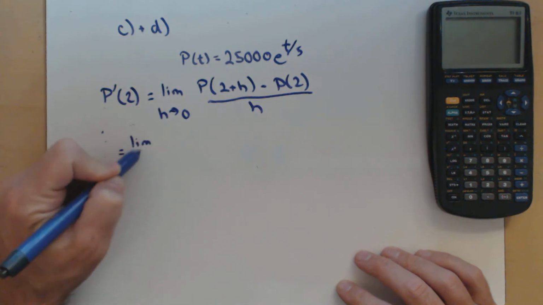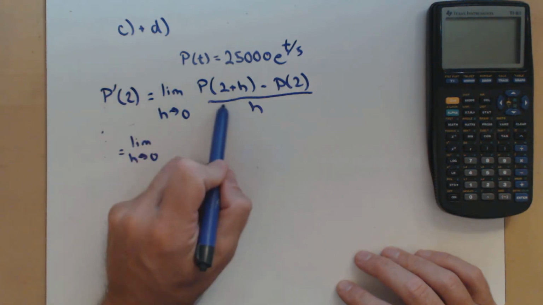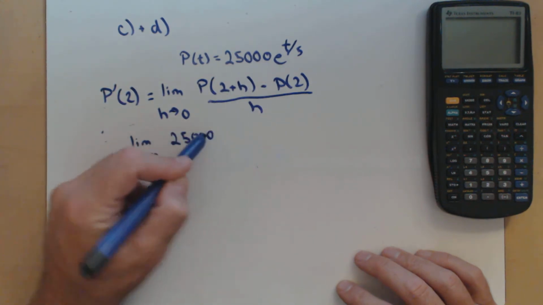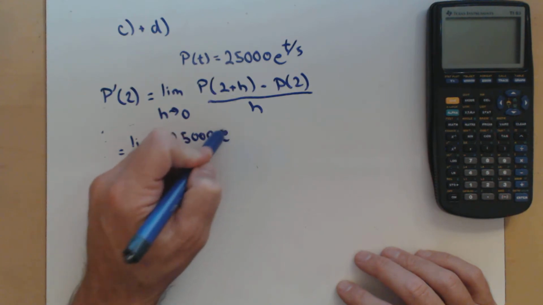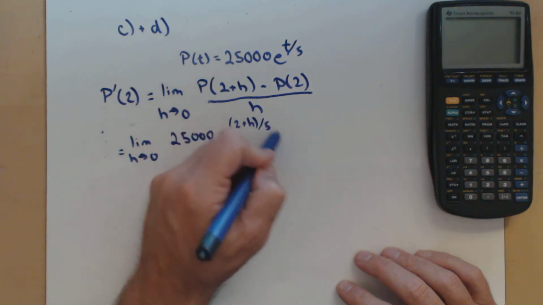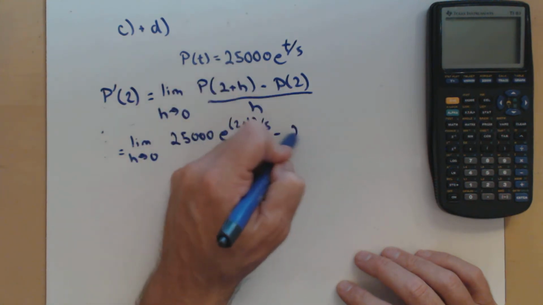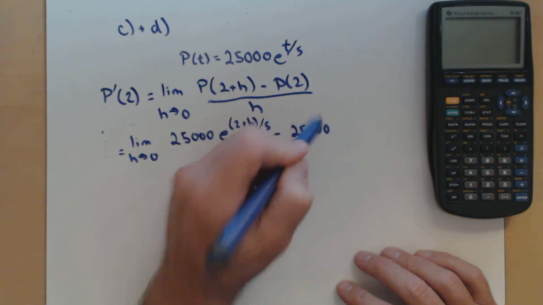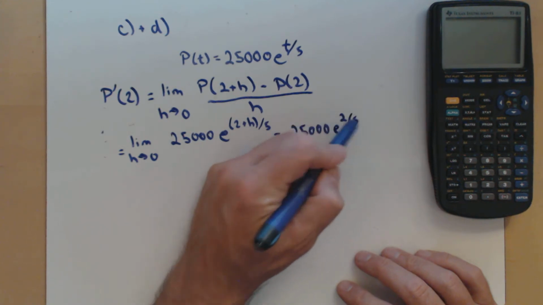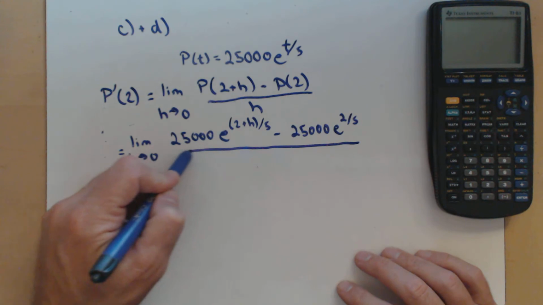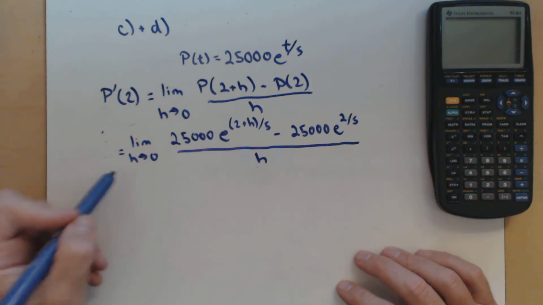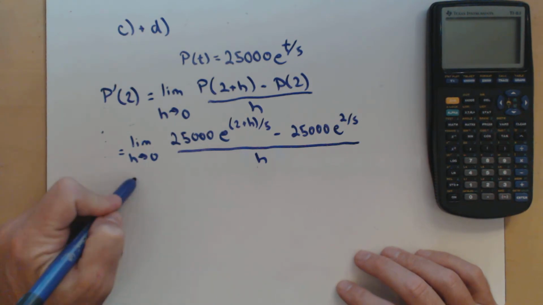Equals limit as h goes to 0. Now we're going to use our function with 2 plus h as an input. So 25,000 e to the (2 plus h) over 5, minus P of 2, which is just our function with an input of 2, 25,000 e to the 2 over 5, all over h. Now again, we can't plug in 0 for h right now because that would give us 0 over 0, or an indeterminate form.